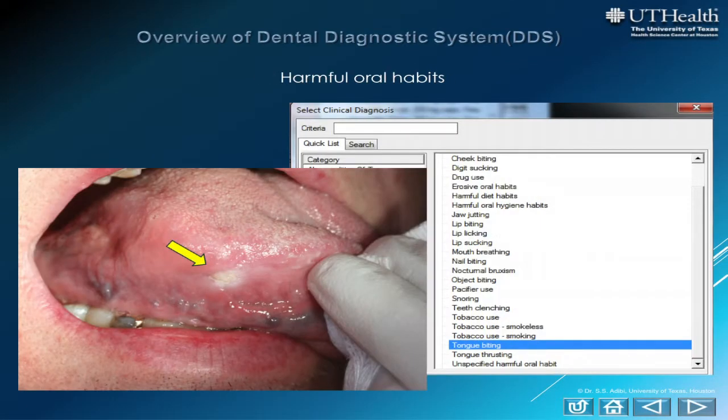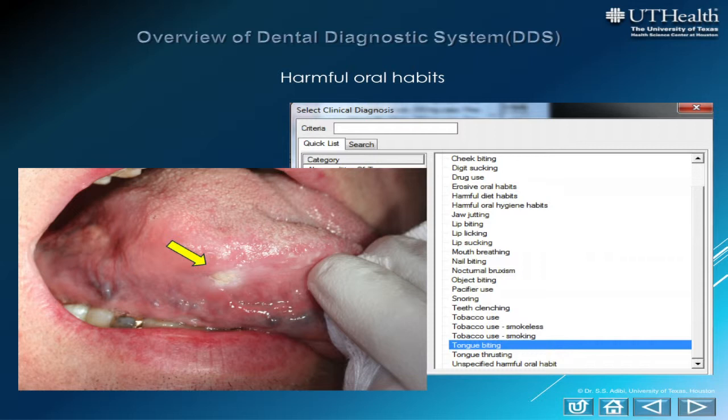Harmful oral habits are subcategorized on their own. This 45-year-old man presented to our clinic for a checkup and an unrelated condition. After review of medical and dental relevant information, during the comprehensive dental examination, a white spot, unknown to the patient, was discovered. When questioned about it, he revealed that he had a sore tongue a week ago when he woke up in the morning.